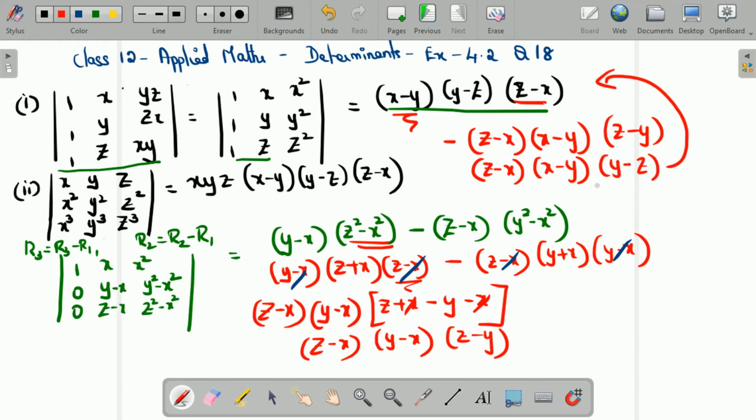So they both are the same, although the orders in which the factors are written is different. So we are able to prove in both the determinants the value is equal to (x minus y) into (y minus z) into (z minus x).